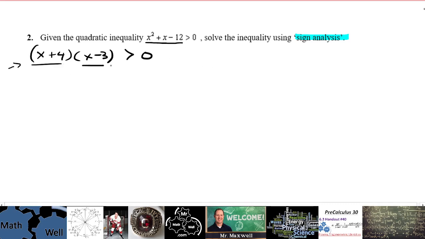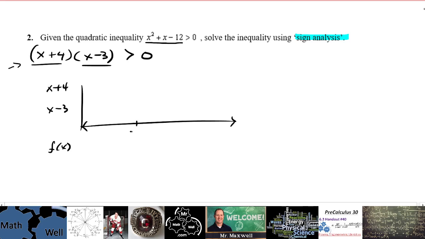Now, all of these factors, there's only 2 of them there. So now using sign analysis, I put x plus 4 here and x minus 3 here. I know that I'm going to be able to determine the sign of my function down here, and this is a number line. I first want to put the x value on the number line that causes my first factor to be 0.